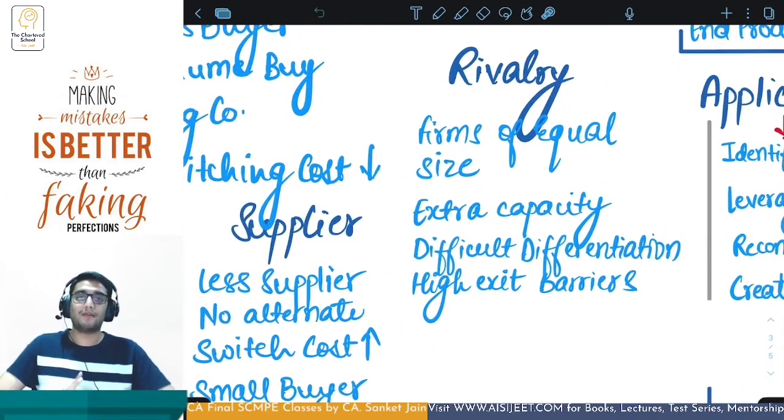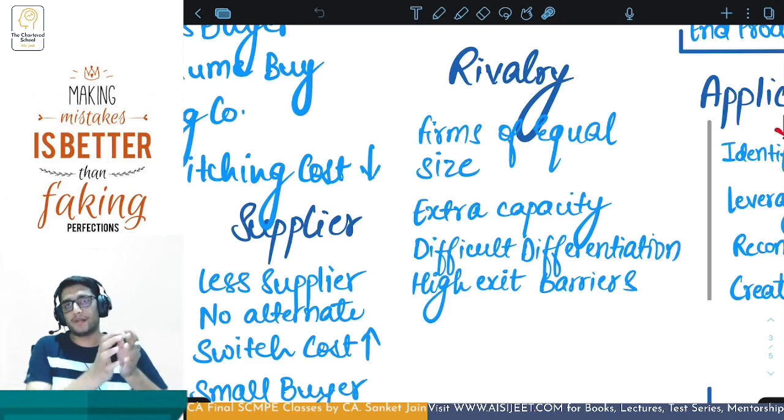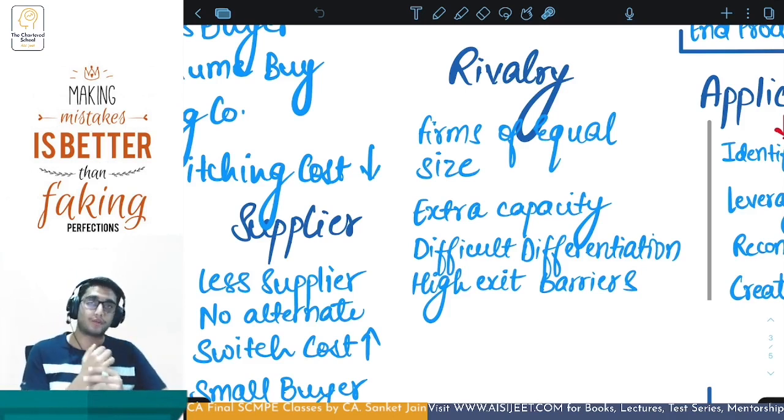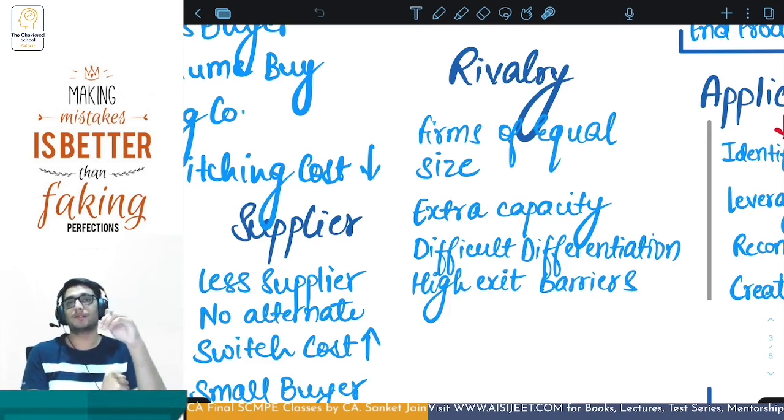And the last one is the rivalry among existing firms. If the firms are of equal size, there is going to be more competition between them. Okay, if there is extra capacity in the industry, the firms are going to compete for the share in this extra capacity. Okay, if the differentiation of product is very difficult between the existing firms, then again rivalry is going to be high. Okay, and if the exit barriers are high, once you enter into this industry, the firm cannot exit. So then it has no option but to snatch the share of market, right? So again the rivalry will be high.